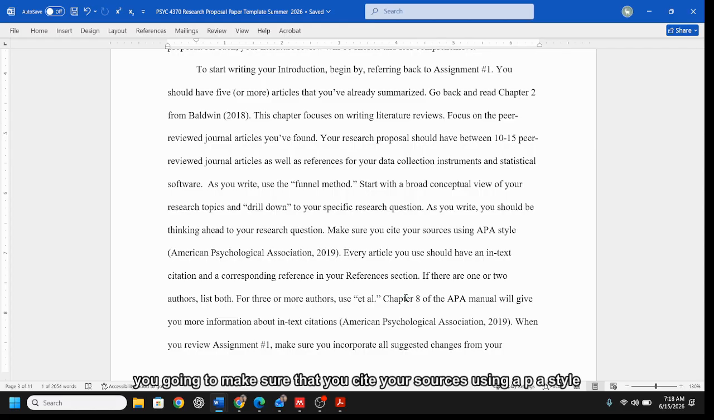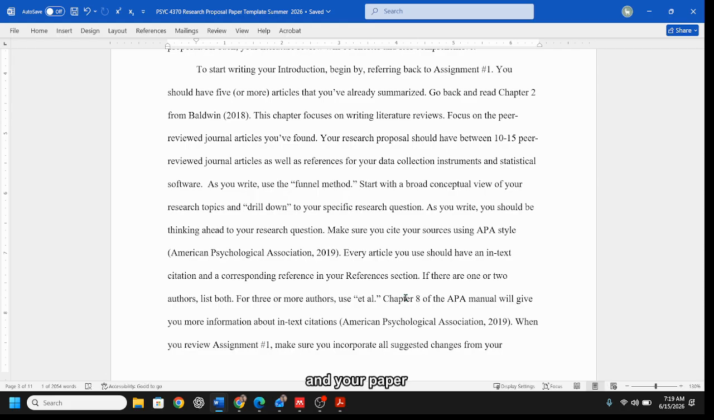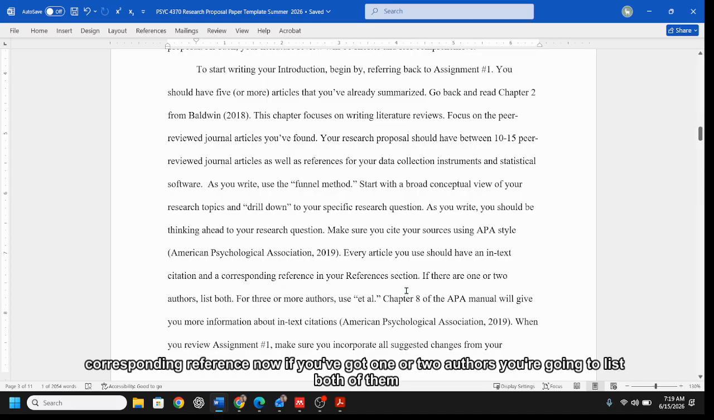You're going to make sure that you cite your sources using APA style, and you can use that APA style guide to help you. And you're going to make sure that every article you've used has in-text citations and has a corresponding reference in your reference section. So in other words, every article that you've talked about is listed in the references, and every reference that you've listed in the reference section is mentioned in your paper, okay? Every article that you use needs that in-text citation and that corresponding reference.